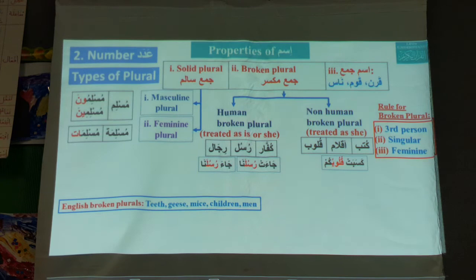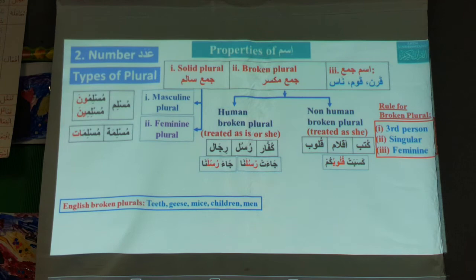But we should know that all the non-human broken plurals are treated as third person, singular, feminine gender. And human broken plurals can also be treated as third person, singular, feminine gender, the way it is. So in Arabic we say aqil and ghair aqil.